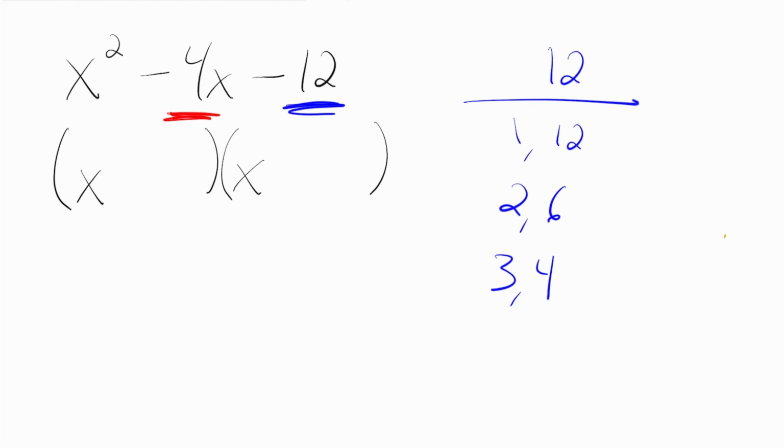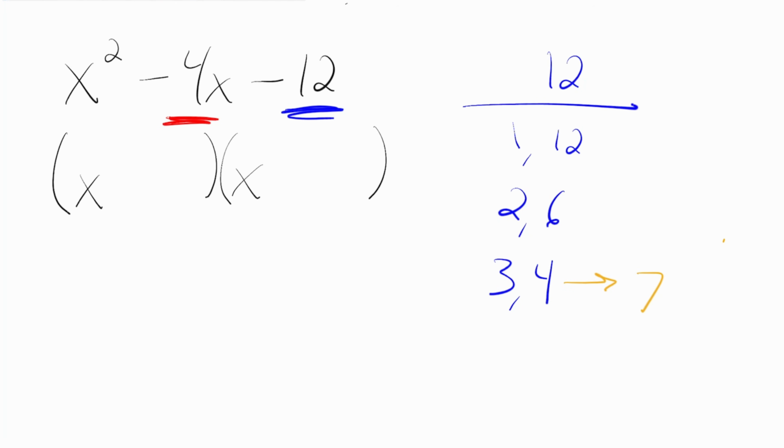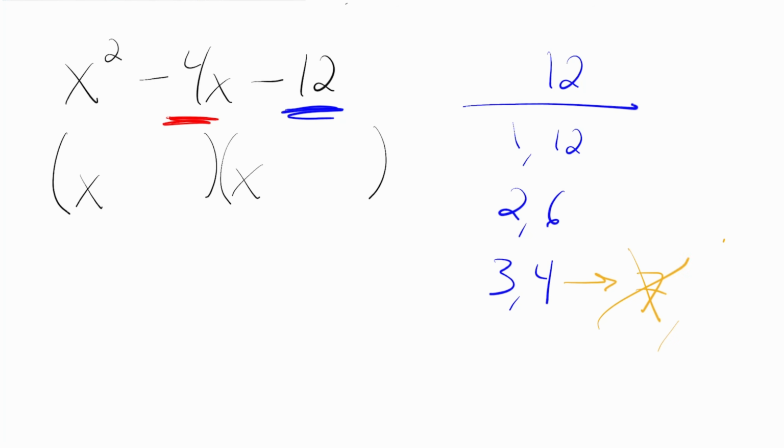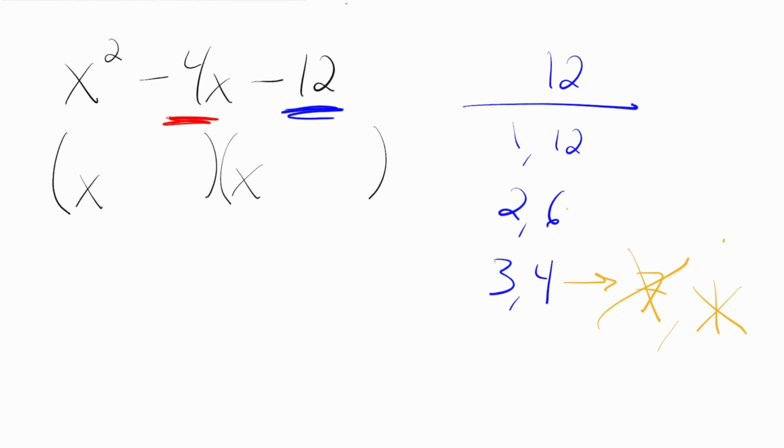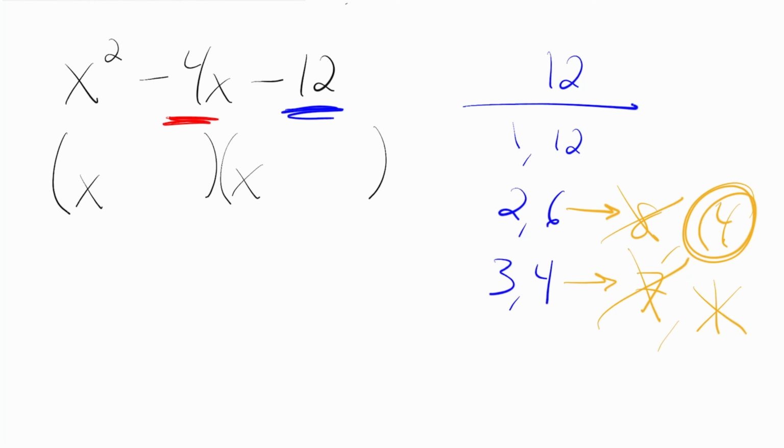Let's start with the numbers that are closest together first. So 3 plus 4 is equal to 7. That's not 4. Cross that off. 4 minus 3 is equal to 1. That's also not 4, so we'll cross that off. All right, what about 2 plus 6? That's 8. Also not 4. And 6 minus 2, that is 4. That's the number that we're looking for.